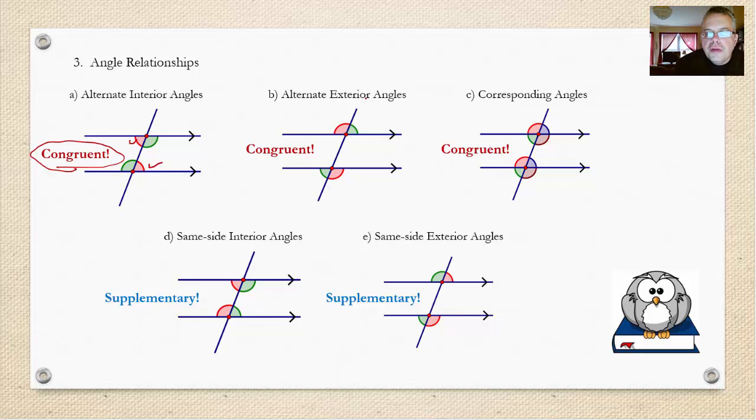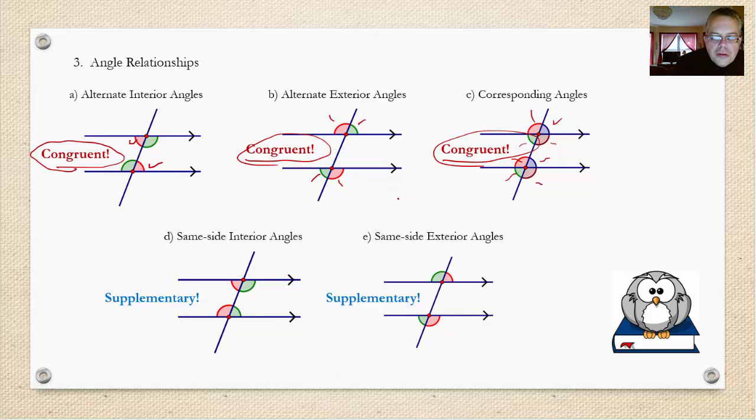Same thing for alternate exterior angles. The two red ones here, alternate exterior. They're congruent. The two green ones, alternate exterior, they're both acute, they're congruent. All right, and corresponding angles, as we've already said, we have four different pairs of corresponding angles. We have these blue ones, the brown ones, the green ones, and the red ones. But any pair of corresponding angles we pick, congruent.